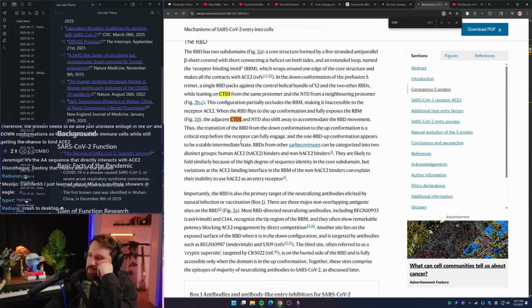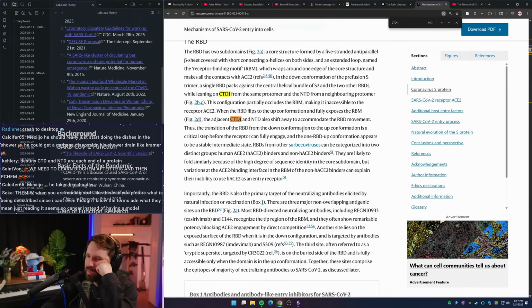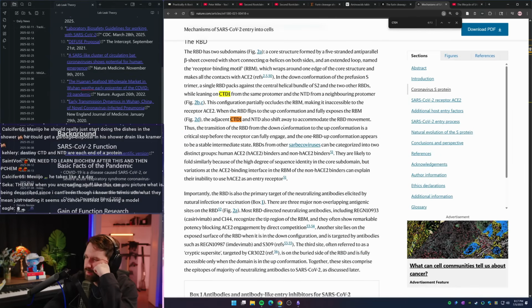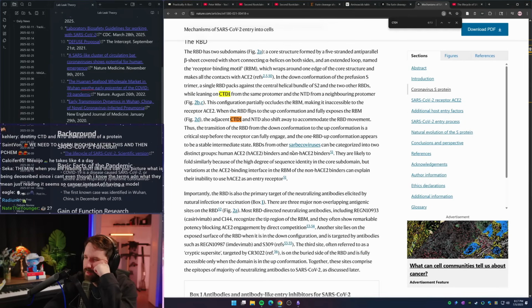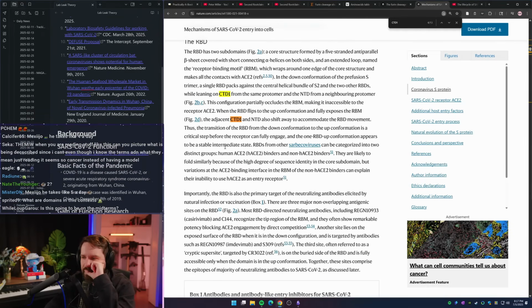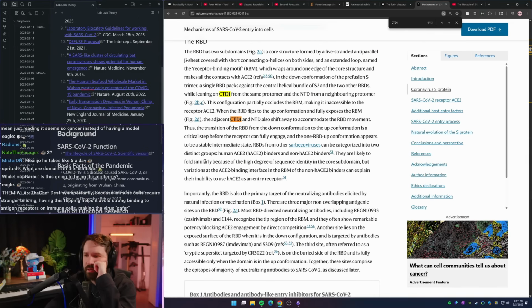Thus, the transition of the RBD from the down conformation to the up conformation is a critical step before the receptor can fully engage, and the 1 RBD up conformation appears to be a stable intermediate state. RBDs from other SARS-CoV-viruses can be categorized into two distinct groups, human ACE2 binders and non-human ACE2 binders. They are likely to fold similarly because of the high degree of sequence identity in the core subdomain, but variations in the ACE2 binding interface in the RBM of the non-human ACE2 binders can explain their inability to use human ACE2 as an entry receptor.